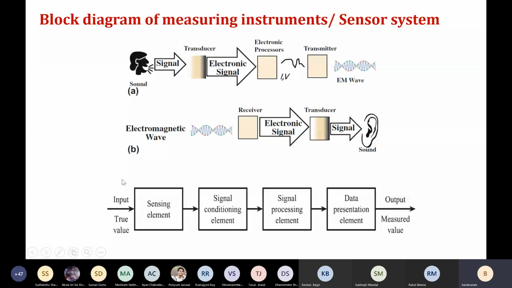Then the raw sensing element will measure the physical quantity. If you think of temperature sensing, temperature will be the input. Then you have some resistance temperature detector type of sensors which will sense that temperature. And then you need some signal conditioning element which will convert this physical quantity into an electrical quantity.